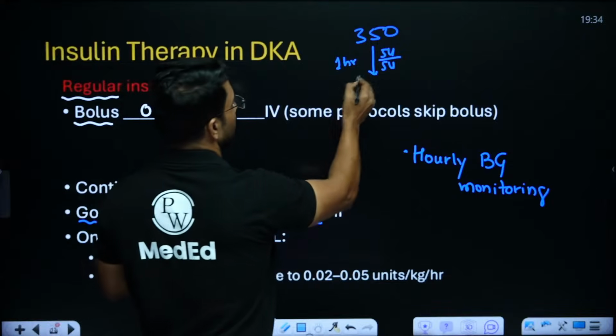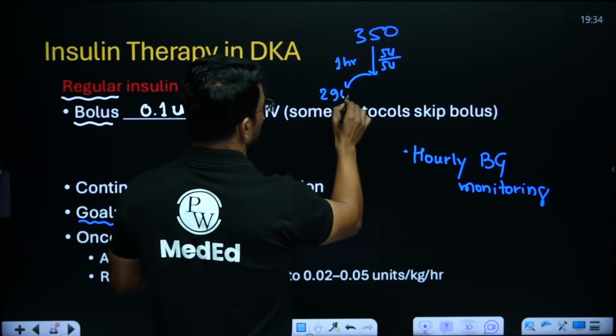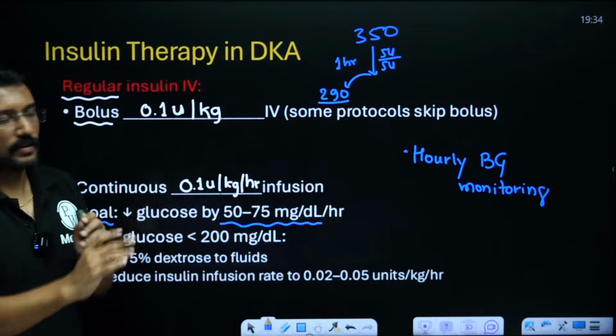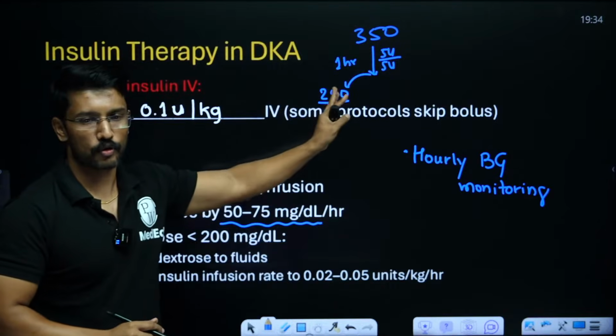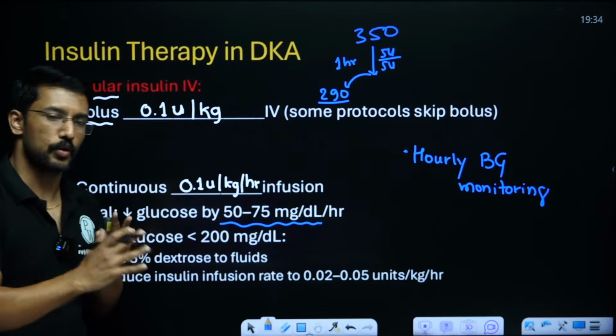So if let us say it has become 290, fair. So I am on the right track, right? It has decreased by 60. So I am on the right track. I can continue the same insulin infusion dose. 5 units start kiya tha, 5 unit I can continue.